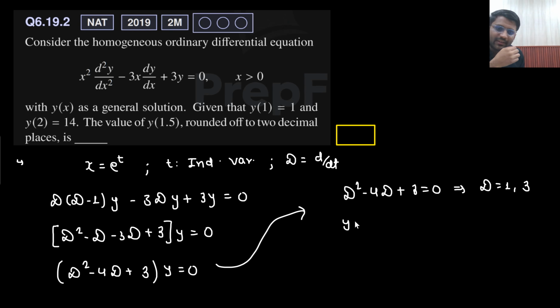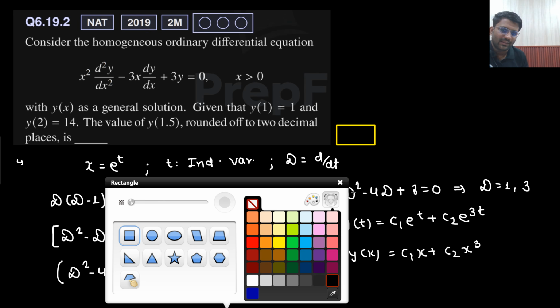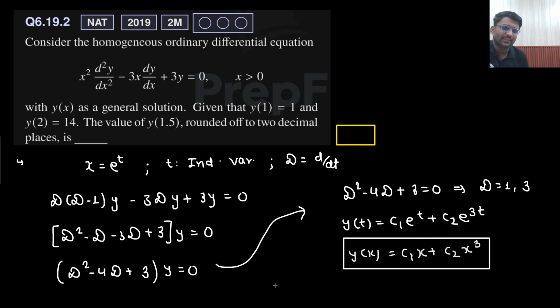So, what will be my y? Y will come out to be a function of x. That will be c1 e to the power t plus c2 e to the power 3t. Now, e to the power t is x, so it will become c1 x plus c2 x cube. So, this is your y as a function of x. This is the answer that you are getting.